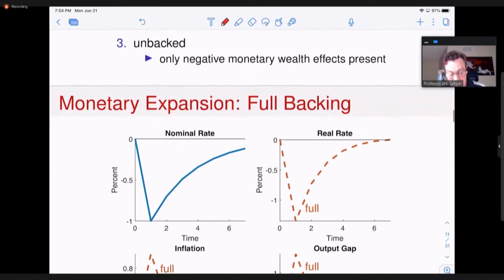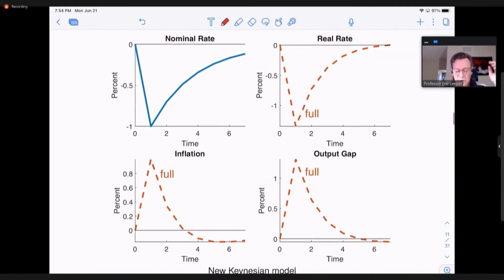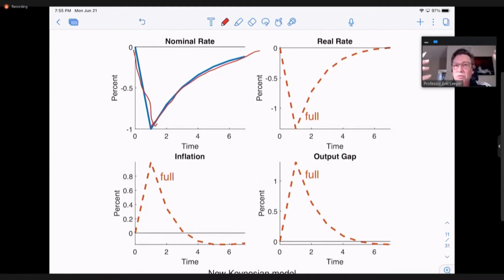So what I'm doing here is I'm going to show you some impulse response functions from a completely standard New Keynesian model. Each of these examples is a monetary ease. So you can see that the nominal rate falls and then it gradually goes back to steady state. In the case where you have full fiscal backing, again, that's the sort of canonical example, you get a big real interest rate decline. You get a lot of kick from the intertemporal substitution. That's why the output gap goes up. And that's also why, through the Phillips curve mechanism, inflation goes up.